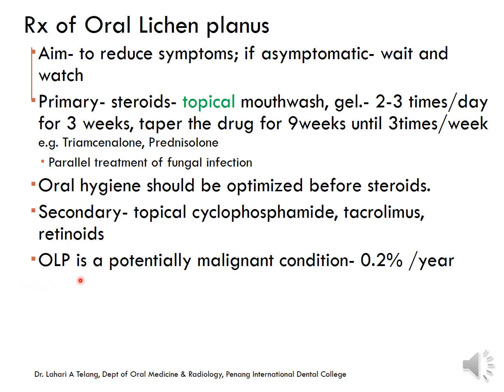The most important thing is that oral lichen planus is a potentially malignant disorder, and hence it has a malignant transformation rate of 0.2%. So it's important that the patient's symptoms are under control and the disease is monitored over a long period of time. What it actually means is that if you are seeing changes, then it's important to take a biopsy.